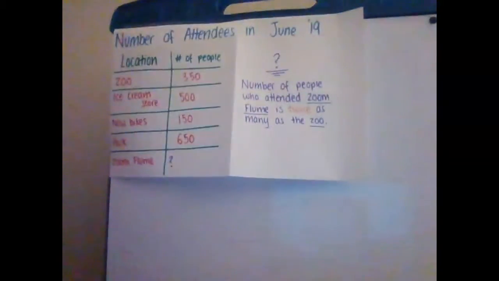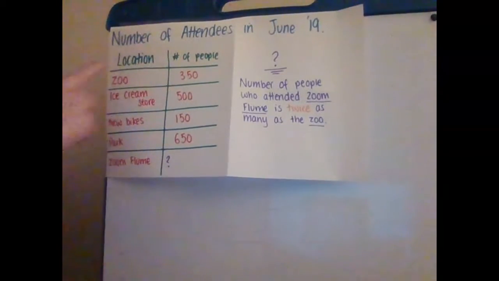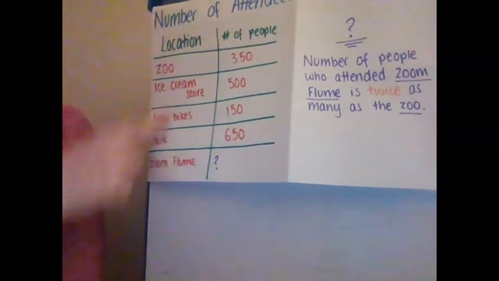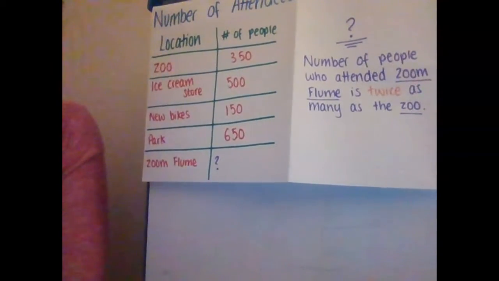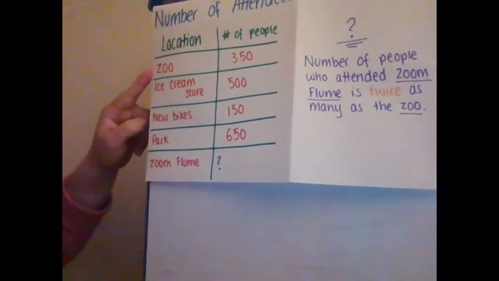Okay, let's have a look up here at our example. Okay, so up on this chart here, I have number of attendees in June 2019. All right, and I have 1, 2, 3, 4, 5 different locations. I have a zoo, ice cream store, people who bought new bikes, the park, and Zoom Flume. All right, so this chart is telling me the number of people who attended those locations just in June of last year. So 350 people went to the zoo.